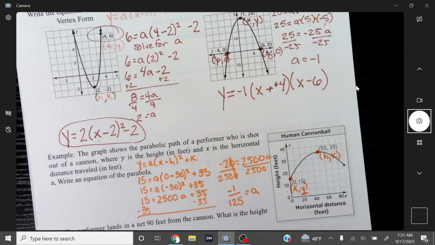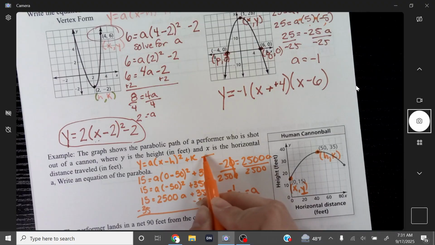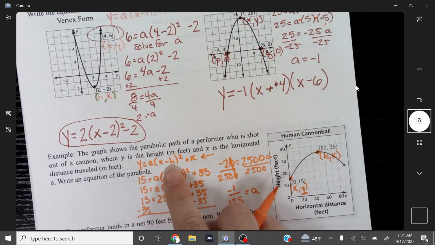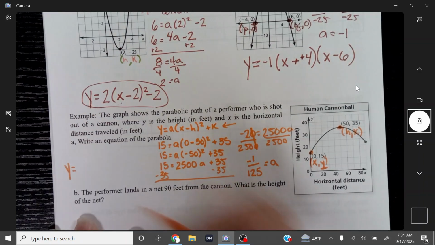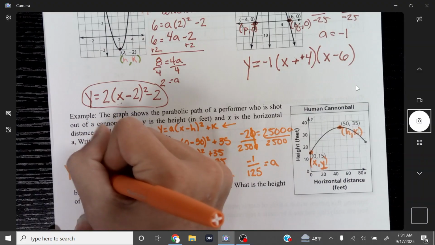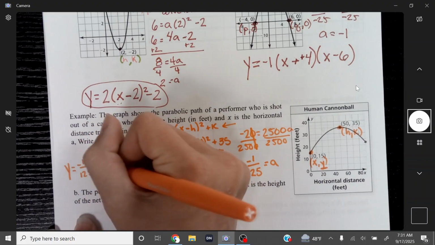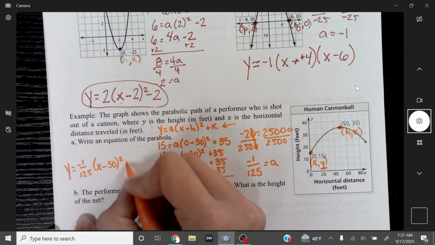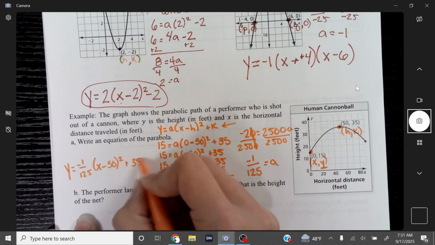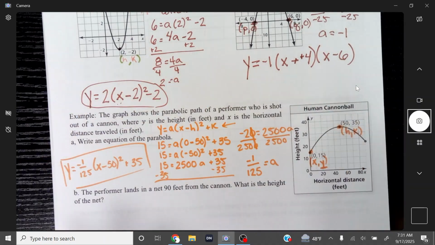So we found a. Our last step is to rewrite it in this formula using a, h, and k. We keep y and we keep x. So y equals negative 1 over 125 times x minus our h, which was 50, squared plus our k, which is 35. There's our equation.